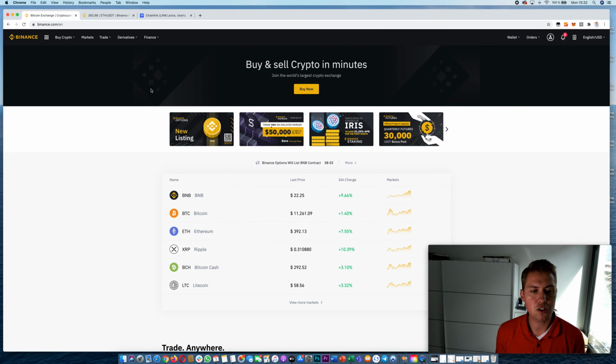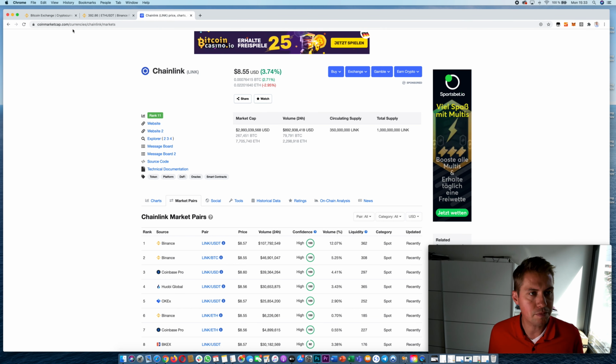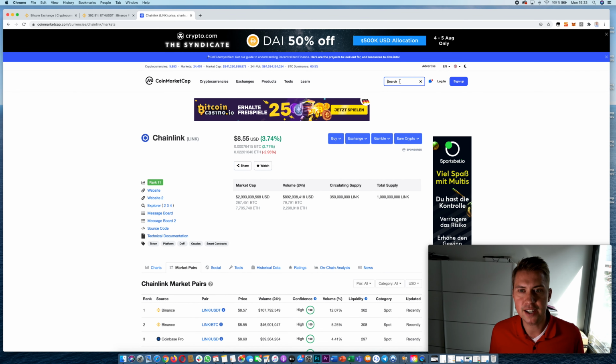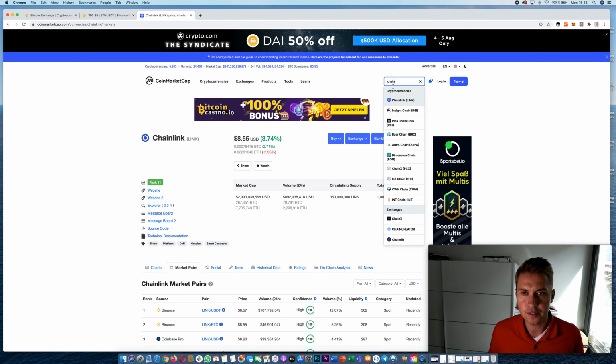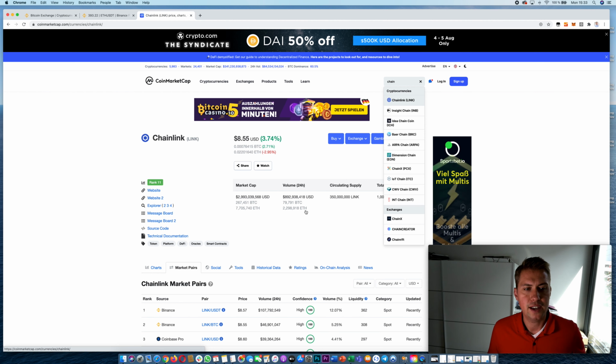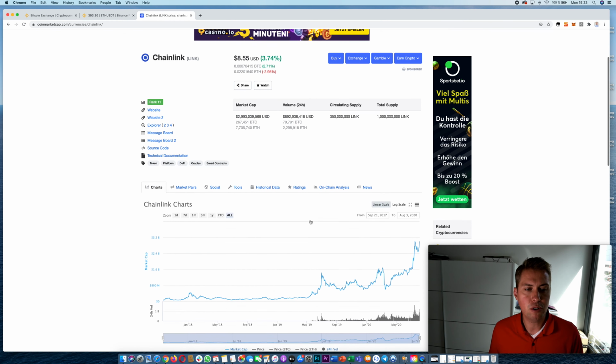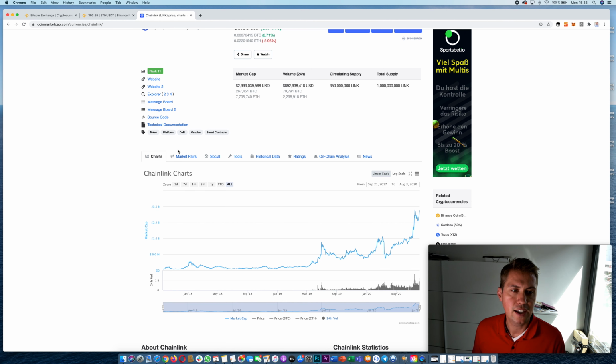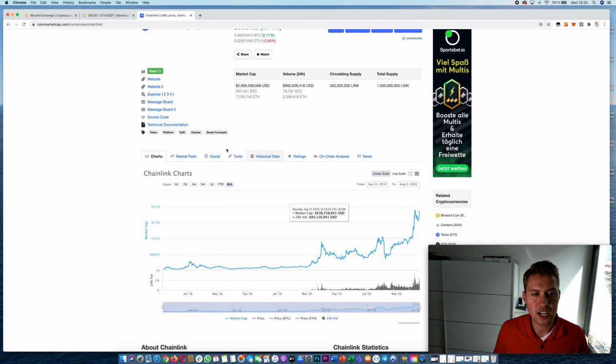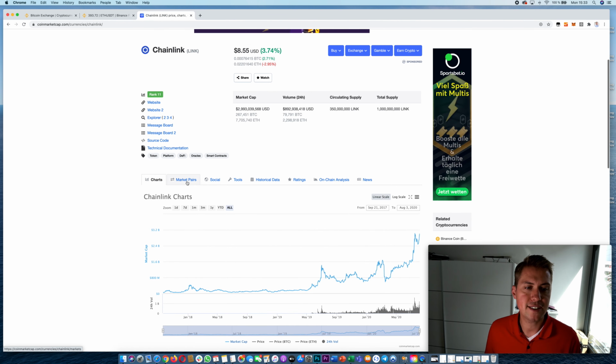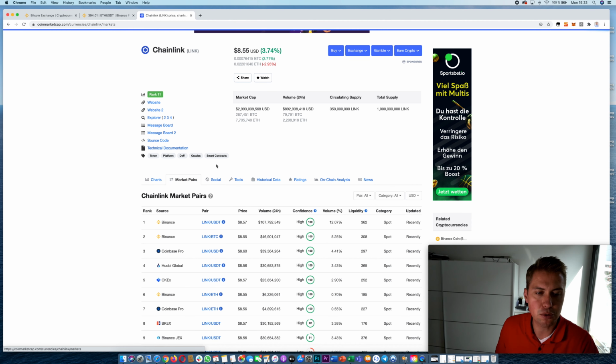Builders, today I want to show you guys how you can buy Chainlink, or Link, as it's called. The best way to check where you can buy a cryptocurrency is to go on coinmarketcap.com, and there you can type into the search the cryptocurrency that you are looking for, for example Chainlink. Then a window opens that looks like this, and you can see a price chart. You can click here on market pairs, and then you can see where it's actually traded.